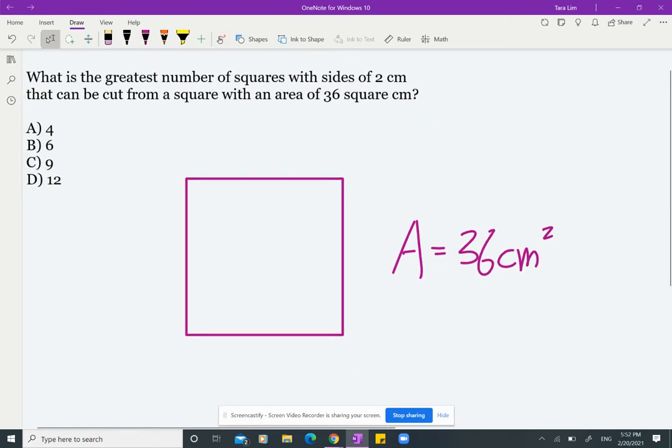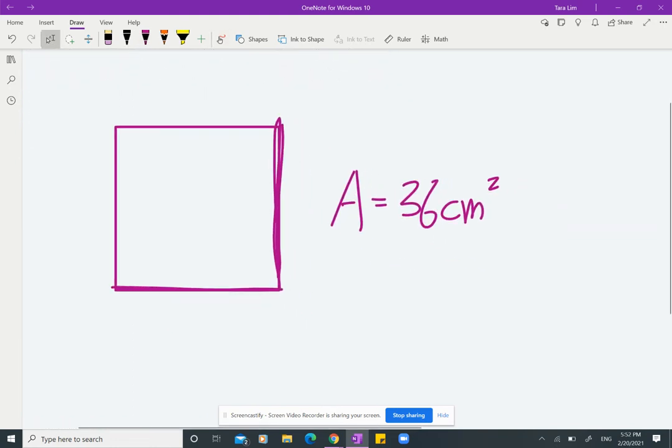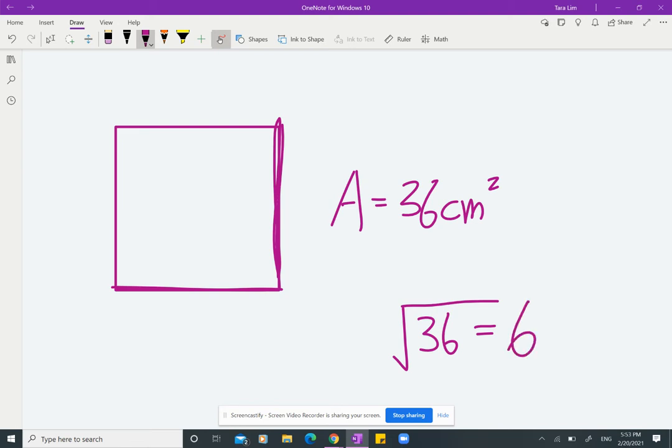So now we know that a square has equal sides. So that means something times something equals 36. So the length of one side times the other length will give us 36. So first of all, we want to know the square root of 36. So the square root of 36, which is the same number multiplying another same number, is 6, because 6 times 6 is 36.